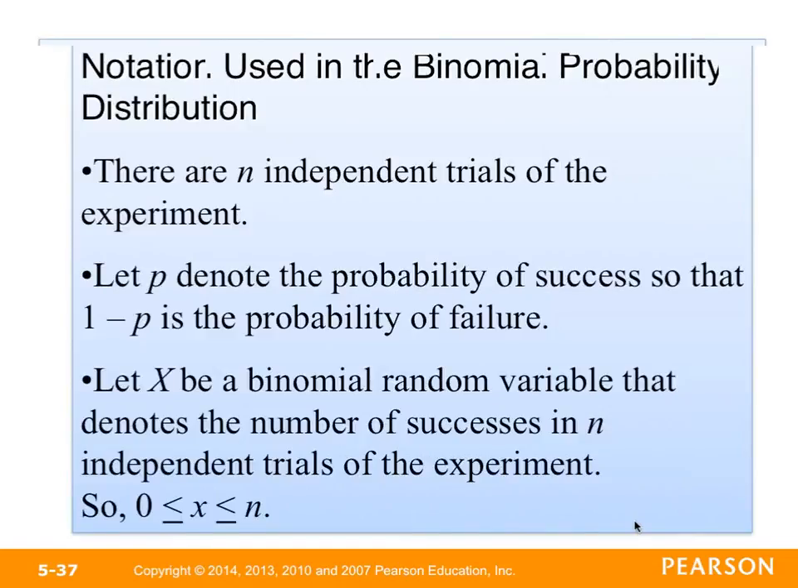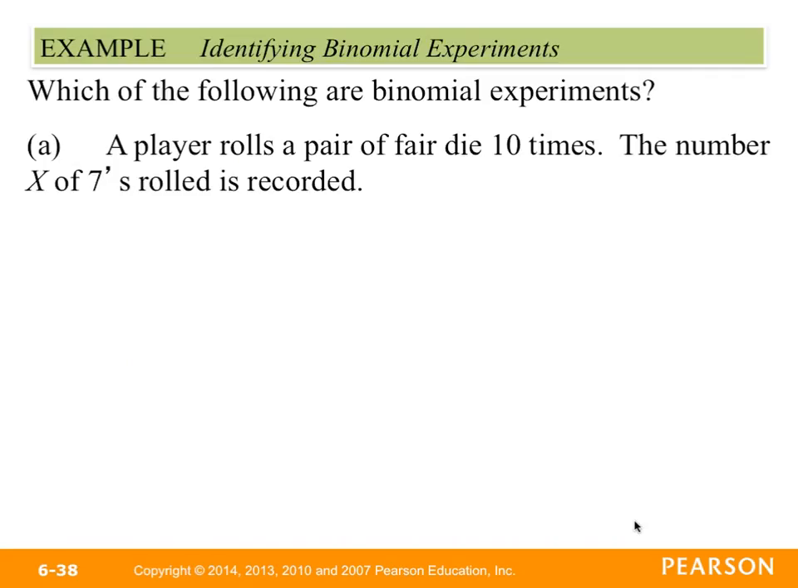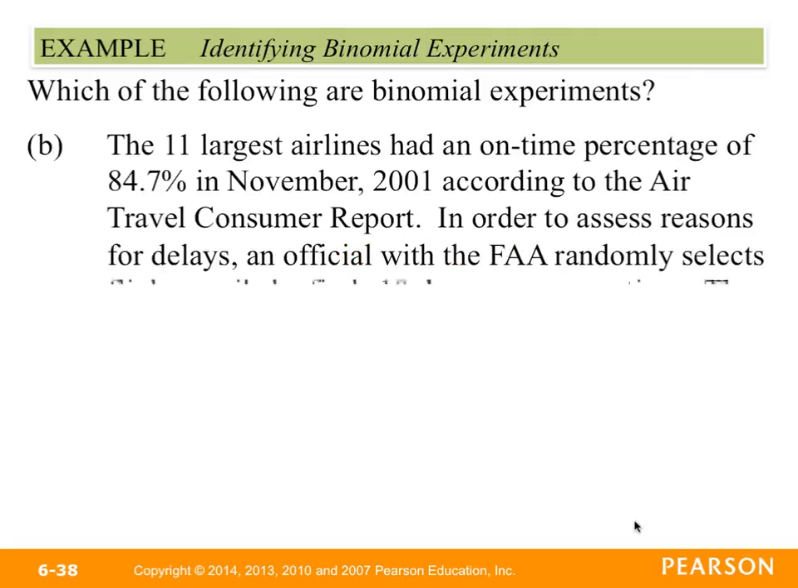We do have two mutually exclusive outcomes, success and failure. Success in our case is considered rolling a 7, and failure is not. And then the probability is fixed for each of the trials. So we do have probabilities associated with rolling 2 dice that sum to 7. So that one, it seems, is indeed a binomial experiment. Let's look at a couple more.